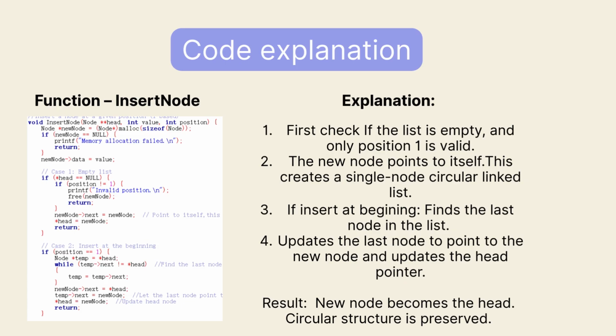And this is the function for insert node. It first checks if the list is empty and only position 1 is valid. Then the new node points to itself. This creates a single node circular linked list. If inserting at the beginning, it finds the last node in the list, updates the last node to point to the new node, and updates the head pointer. The result is the new node becomes the head, and the circular structure is preserved.